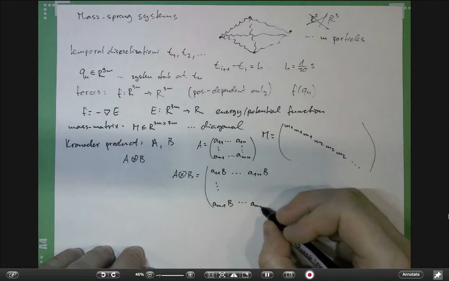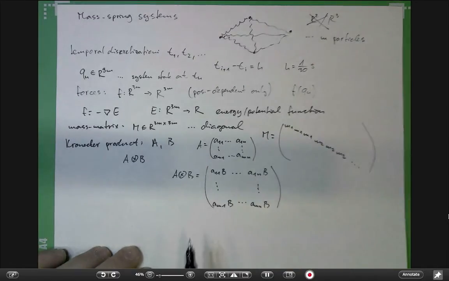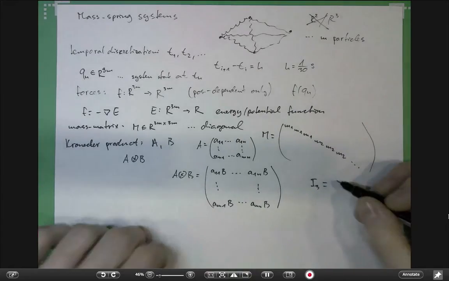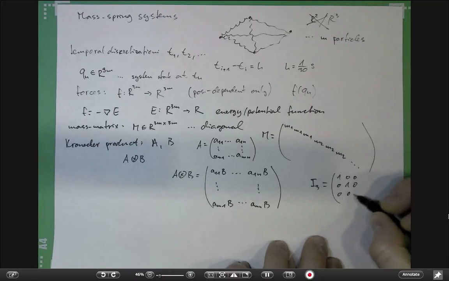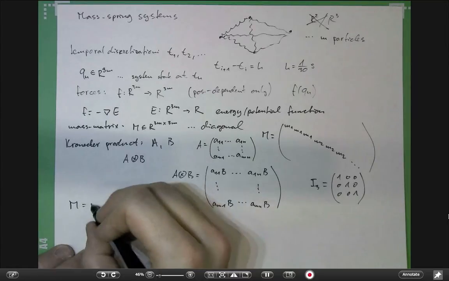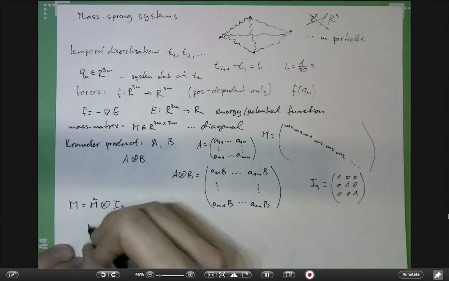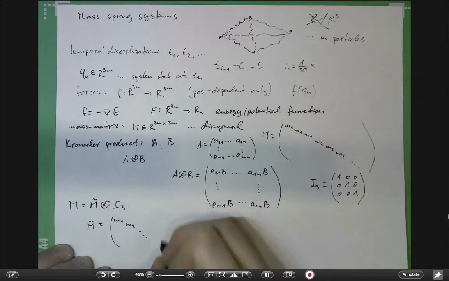A, M, N, B. And why do I want the Kronecker product there? Maybe you can already see it. If I say that I3 is a 3 by 3 identity, 1, 0, 0, 0, 1, 0, 0, 0, 1, then this mass matrix can be nicely written as this M tilde Kronecker I3, where the M tilde is just M1, M2, and so on.